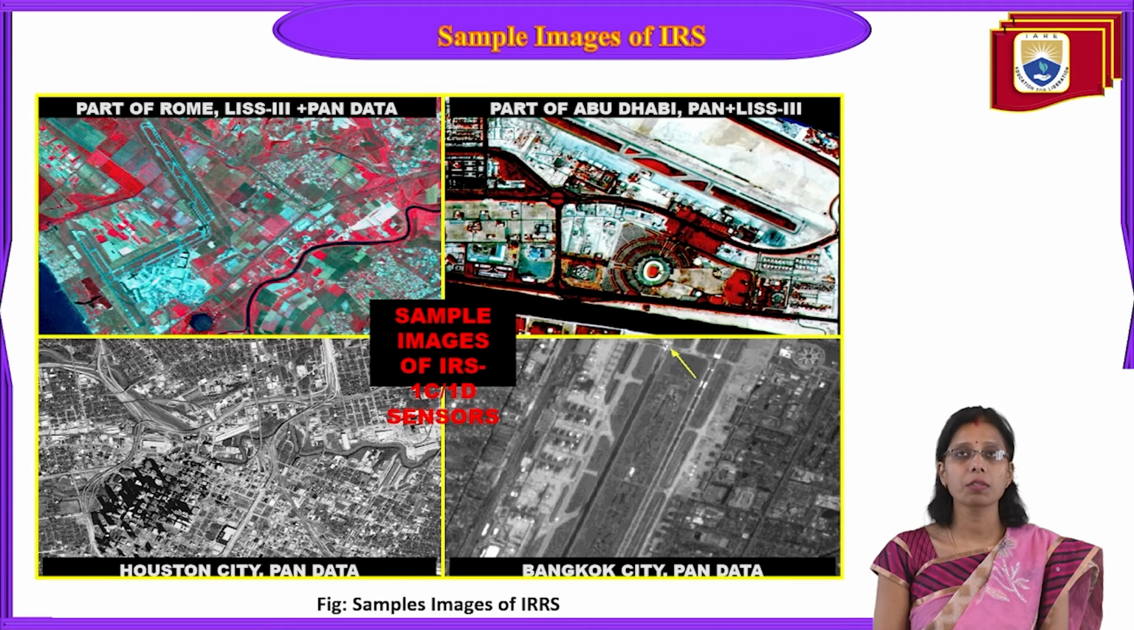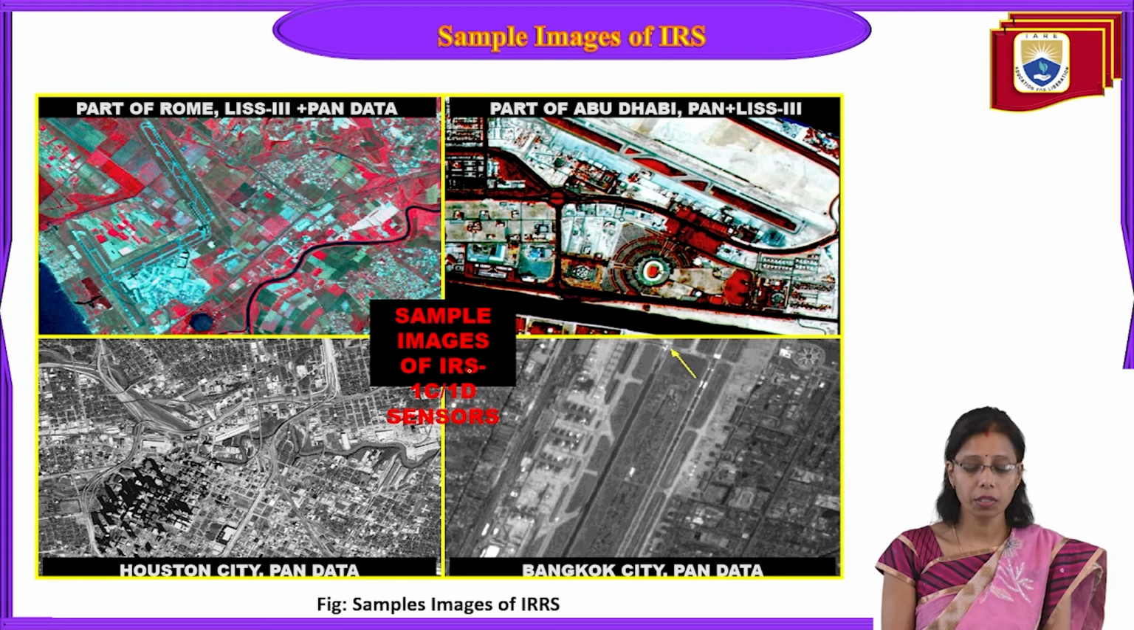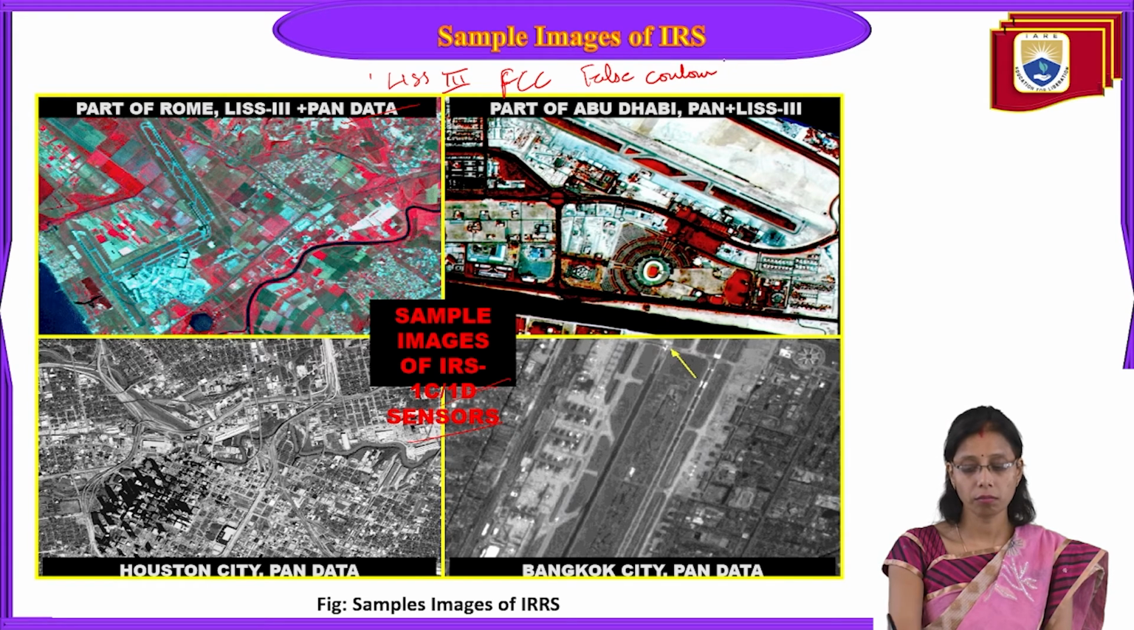Now we have some sample images of IRS, Indian remote sensing sensors. Sample images of IRS 1C 1D sensors. Here a part of Rome, LISS 3 plus PAN data we have. What is LISS 3? LISS 3 gives the information in FCC, false color composite.